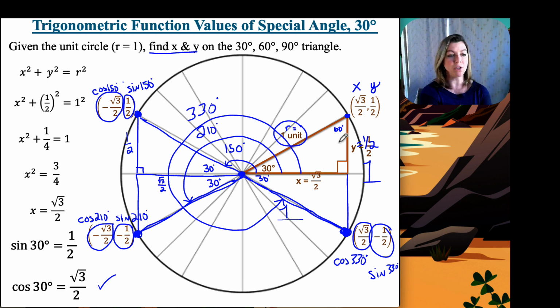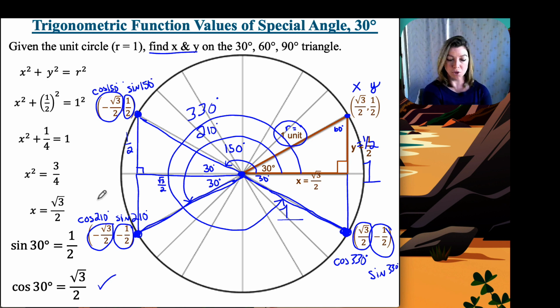All right, so just using this unit circle here, we have found the trig function values for sine and cosine for 30 degrees, 150, 210 degrees, and 330 degrees. And from sine and cosine, we can find tangent, cotangent, secant, and cosecant.